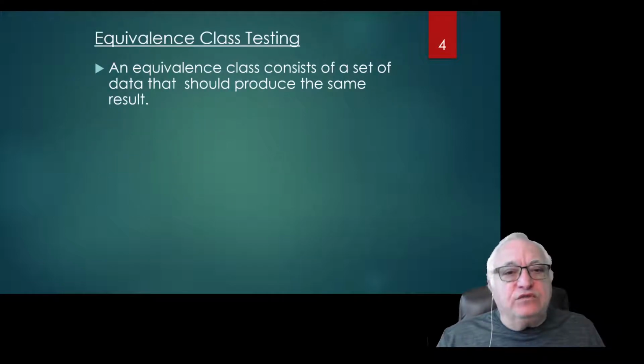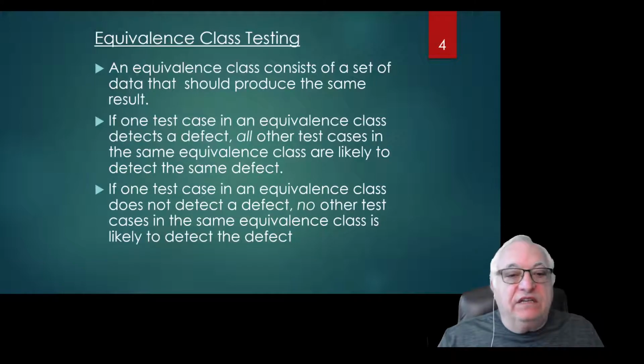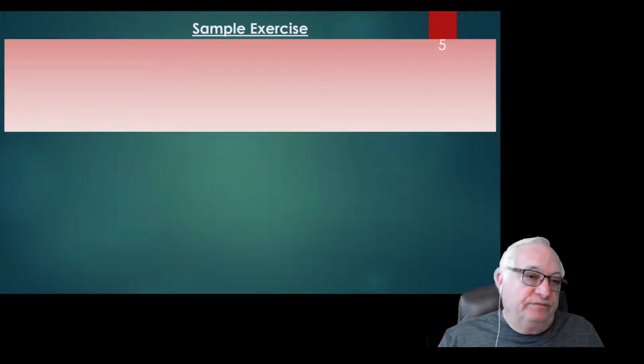An equivalent class consists of a set of data that should produce the same result. If one test case in the equivalent class detects a defect, all other test cases in the same equivalence class are likely to detect the same defect. If one test case in an equivalent class does not detect a defect, no other test cases in that same equivalent class are likely to detect the defect. So what do I mean? As before, we're going to go through an example where things should become a little bit clearer.